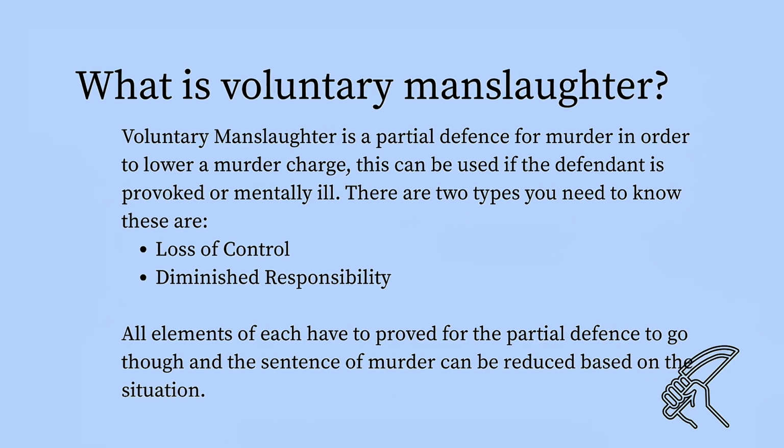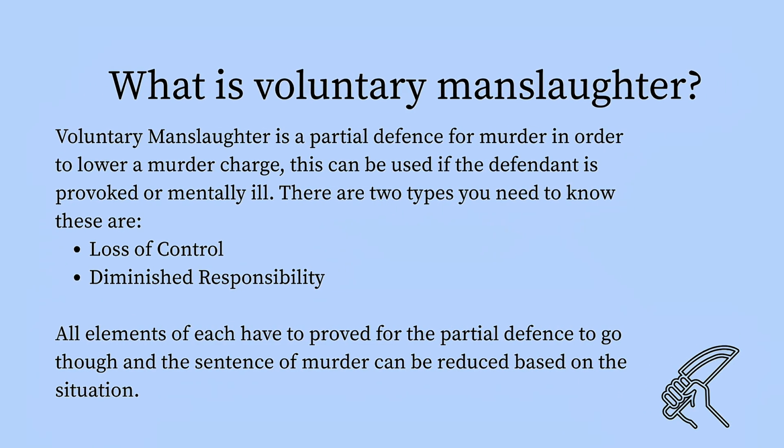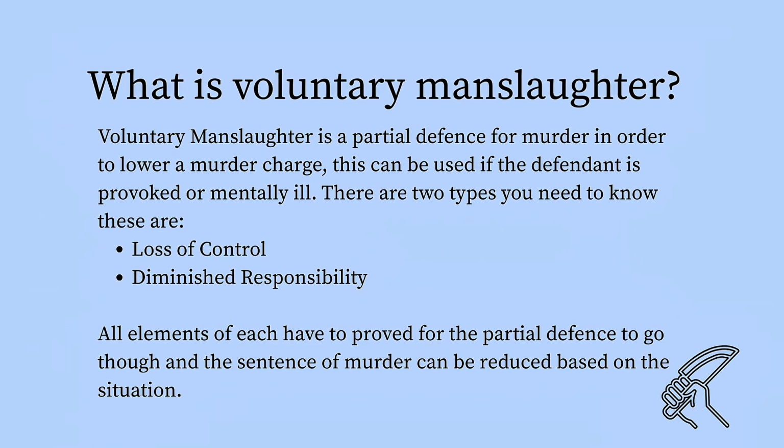So let's start off with the definition of voluntary manslaughter. Voluntary manslaughter is a partial defence for murder in order to lower a murder charge. If we look at it on a hierarchy, murder comes first, and under it comes manslaughter, and there are two types, which is voluntary and involuntary, but today we're looking at voluntary.